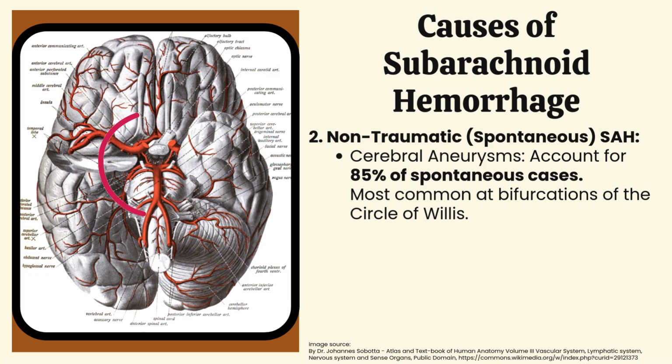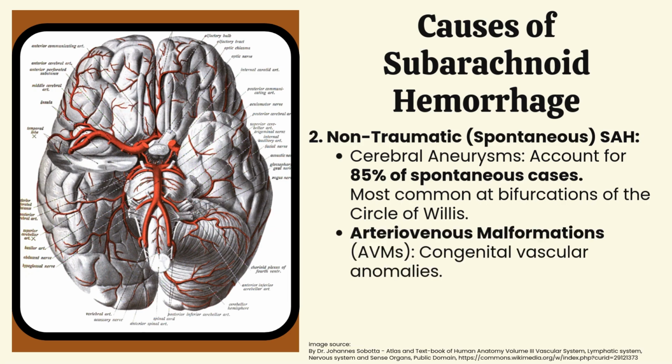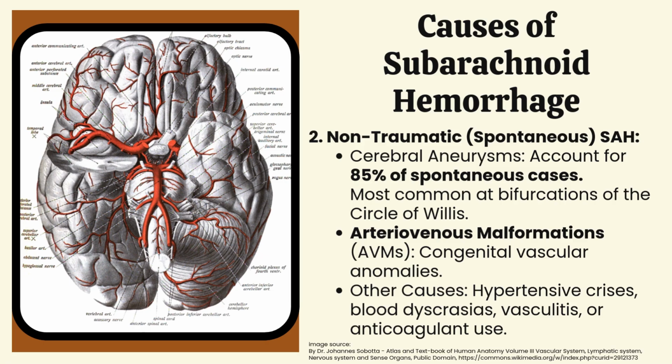Cerebral aneurysms account for 85% of spontaneous cases. It is most common at bifurcations of the circle of Willis. Other causes include arteriovenous malformations, congenital vascular anomalies, hypertensive crises, blood dyscrasias, vasculitis, or anticoagulant use.